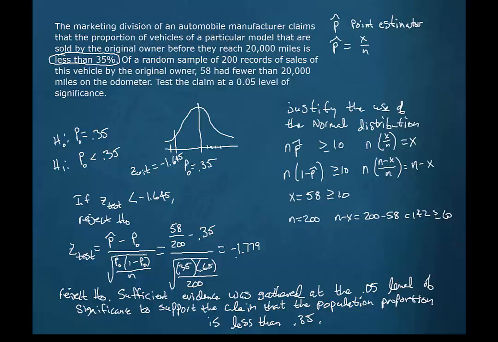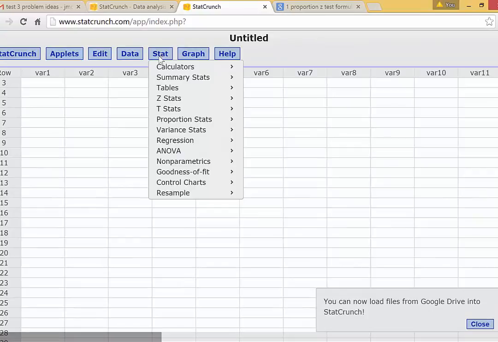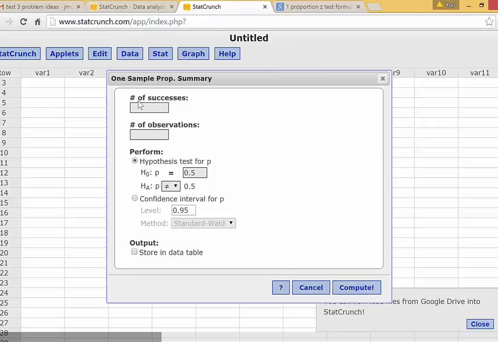Now we could find this test value using StatCrunch. If we're going to use StatCrunch, we would push Stat, Proportion Stats, 1 sample with summary. Our number of successes was 58. The number of observations was 200. Our hypothesized proportion is 0.35. And we want to make sure that we get the direction of our inequality correct so that our p-value is correct. It should correspond to what we see in our picture and what we see in our alternative hypothesis.